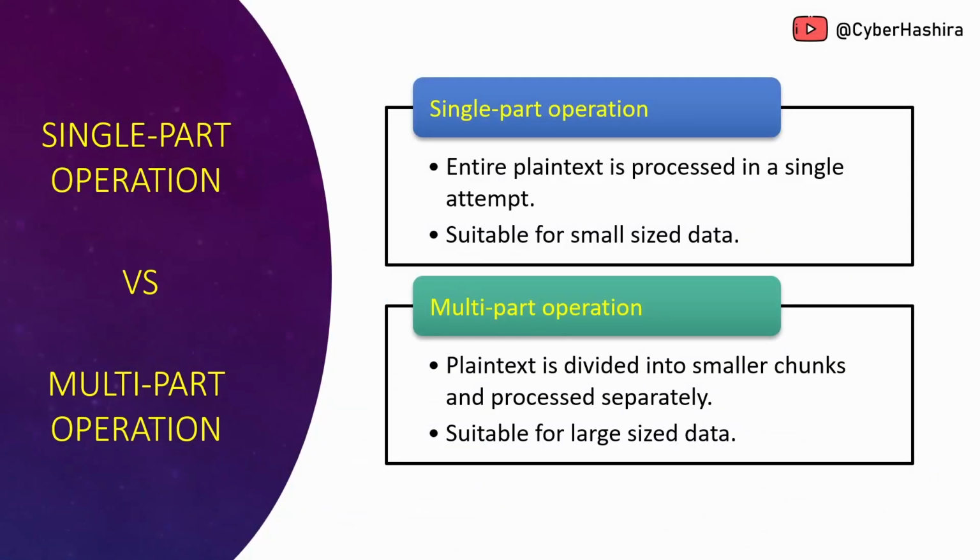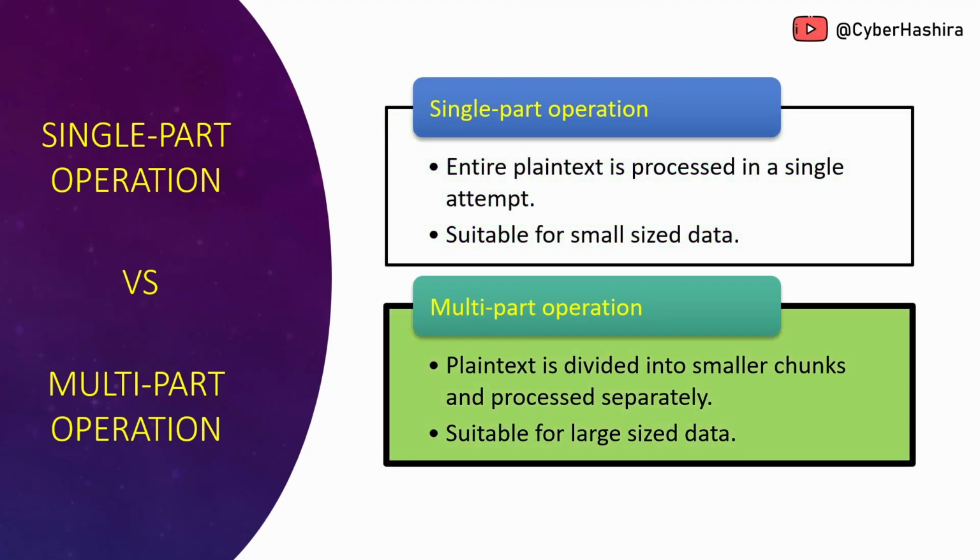Before I move on to the next function, let's take a moment to discuss single part and multi-part operation. Cryptographic operations such as encryption, signing, and hashing can be performed as a single part and multi-part operation. Single part operations involve processing the entire plaintext in a single attempt. They are most suitable for small-sized data. For example, if you have a short text or a message, a single part operation would allow you to easily encrypt all of that data in a single attempt.